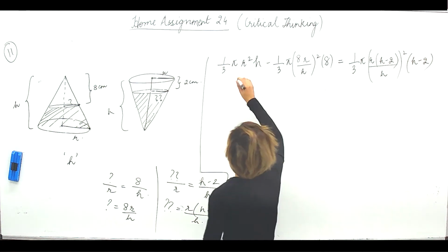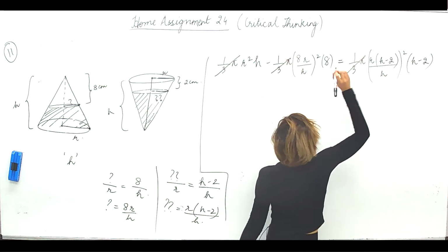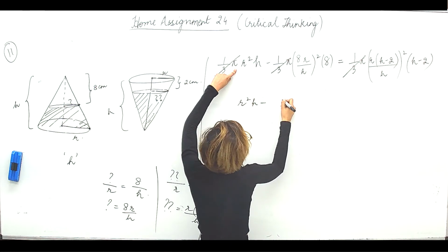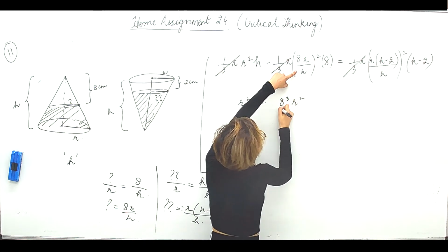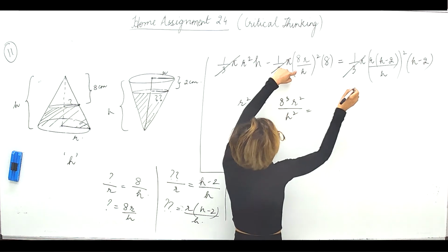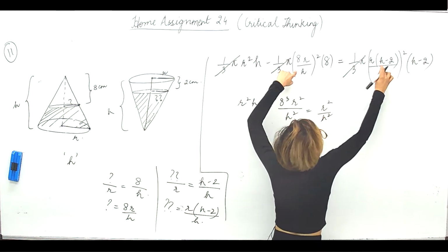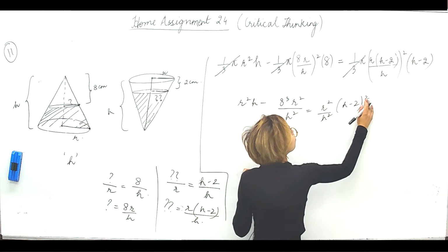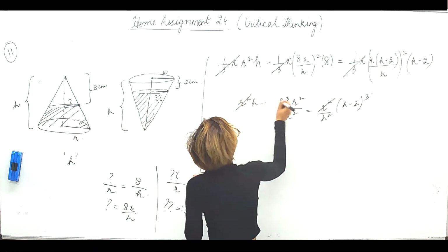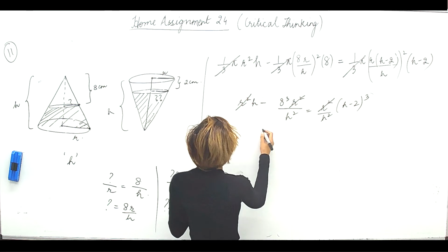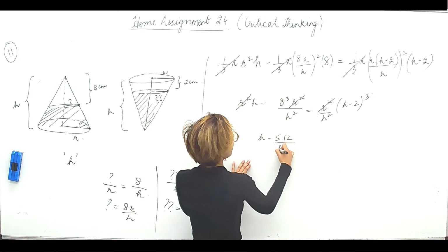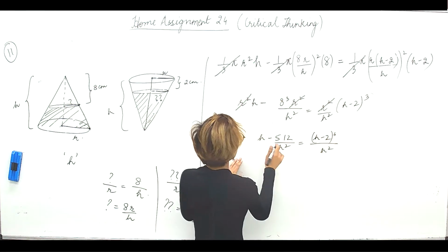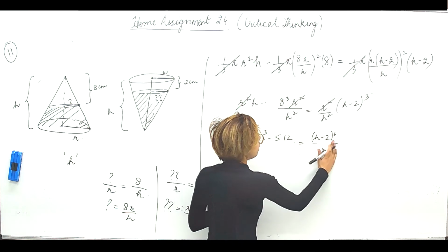That's it. So pi by 3 cancels. I have to be careful. So r squared h minus 8 cubed r squared by h squared equals r squared by h squared into (h minus 2) whole squared into (h minus 2), so (h minus 2) cubed. R squared cancels. So I have h minus 512 over h squared is equal to (h minus 2) whole cubed by h squared. If I take the LCM, h squared cancels. That is the end of it.